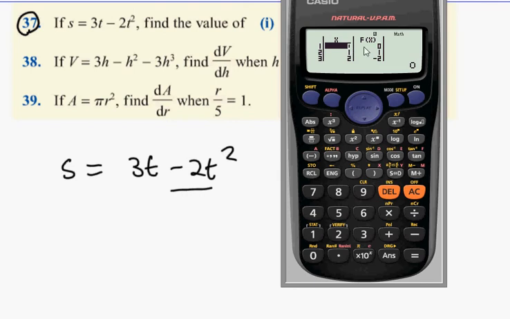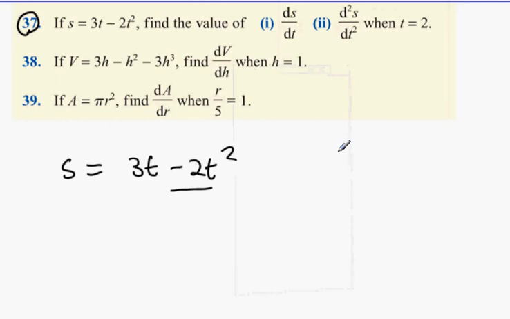So what this means is if I throw an object, at time 0, it's covered no distance. At time 1, it's gone 1 meter into the air. At time 2, it's now 2 meters below where it started. At time 3, it's now 9 meters below. So let me give you a context. This could be a question where a man throws a ball off the edge of a cliff.